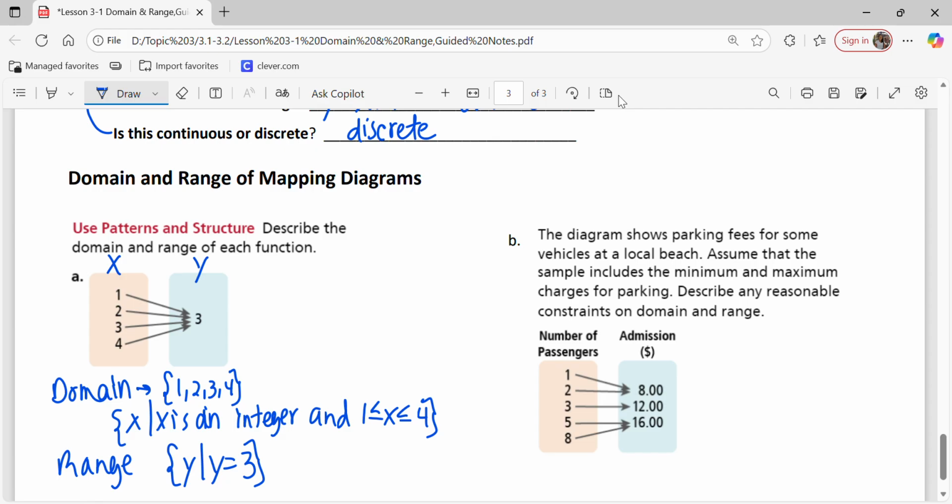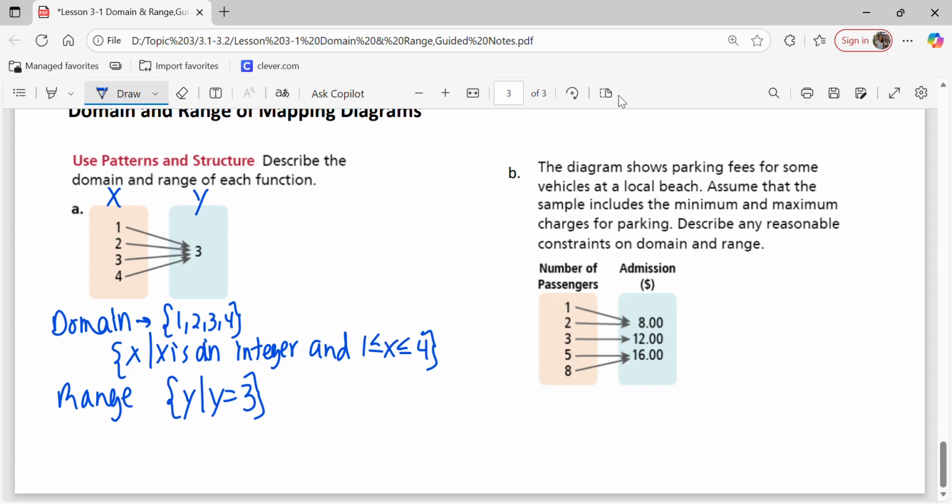Letter B, the diagram shows parking fees for some vehicles at a local beach. Assume that the sample includes the minimum and maximum charges for parking. Describe any reasonable constraints on the domain and range. My domain are whole numbers. All values of x, x is an integer, or you can write whole number. And x is greater than or equal to 1.